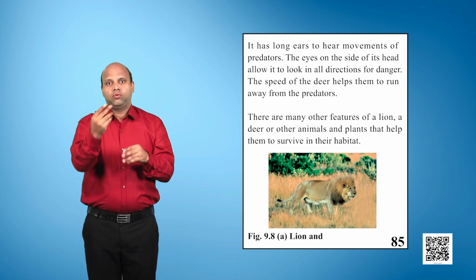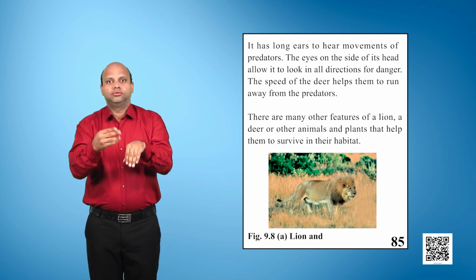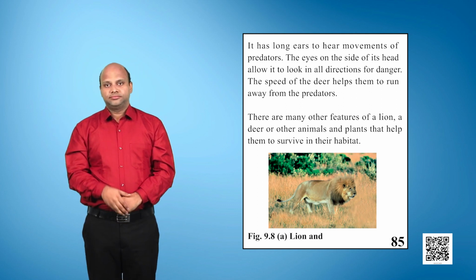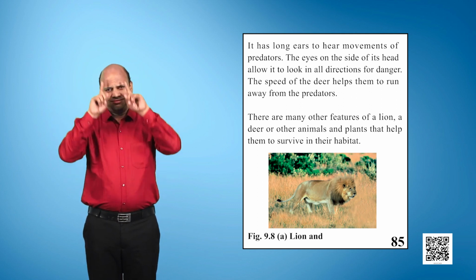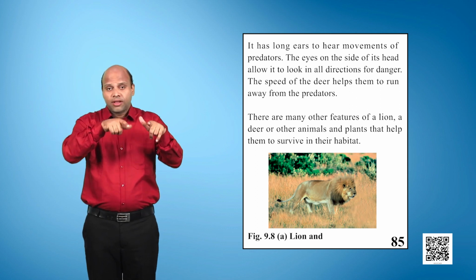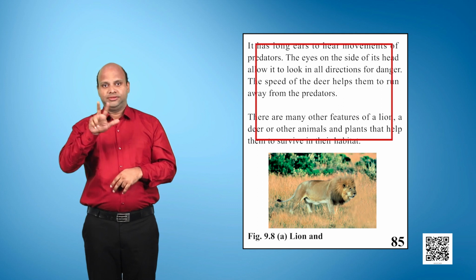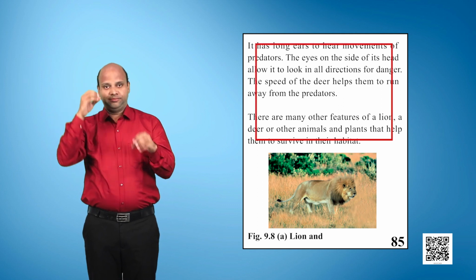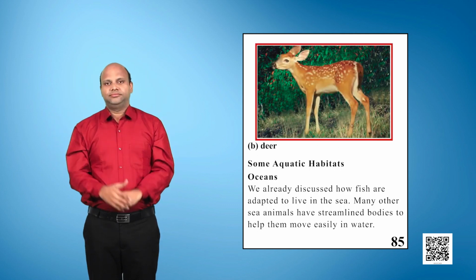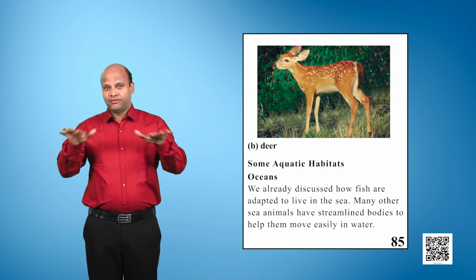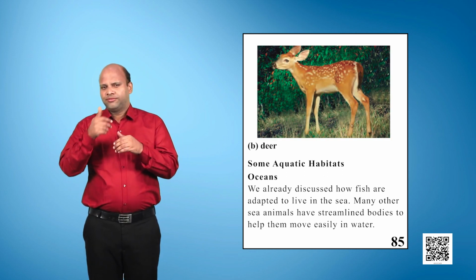There are many other features of a lion, a deer, or other animals and plants that help them to survive in their habitat. Figure 9.8 A shows a lion and B shows a deer. Some aquatic habitats. Oceans.